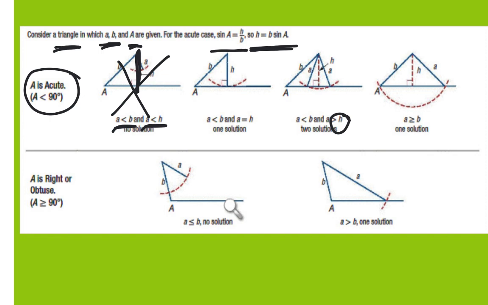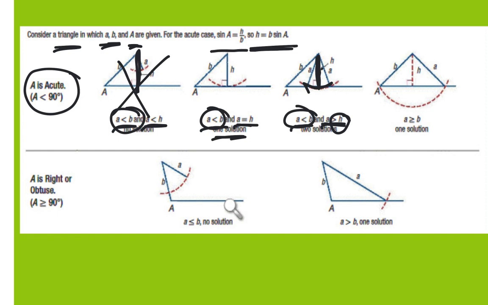Now next case, if A is less than B but A is equal to H, there's going to be one solution. If A is less than B, notice each of these, less than B, less than B, less than B. But this time A is greater than H. It's longer than this right here. It's going to swing and hit it twice.